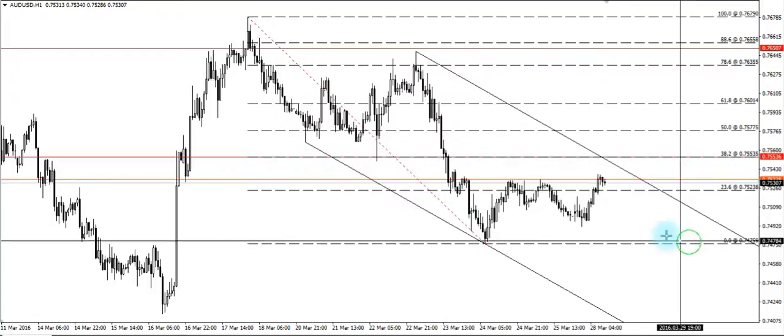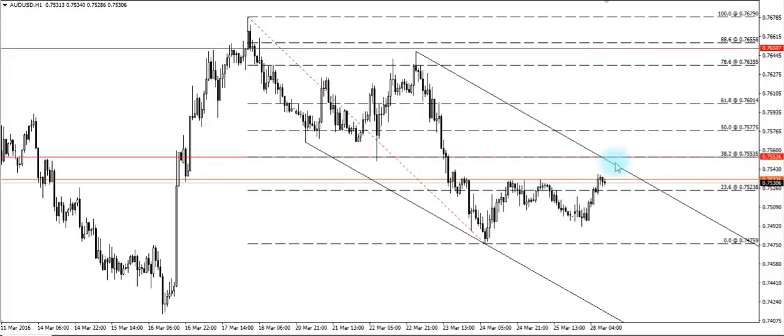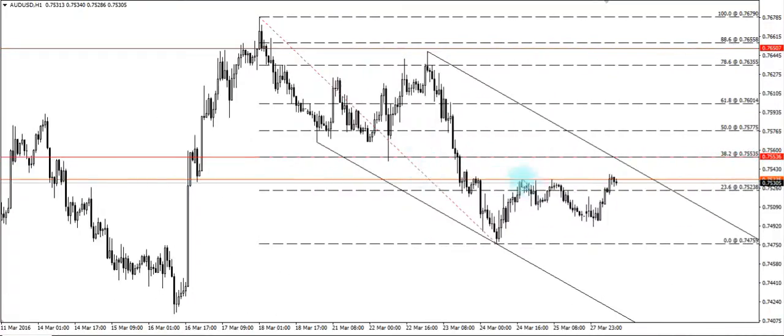So we will be looking for the sell opportunity as soon as price touches the top of the probable falling trend channel. It may be just right before it touches the retracement level of 30.2%. Alright, so that's pretty much for the Australian dollar against the US dollar.